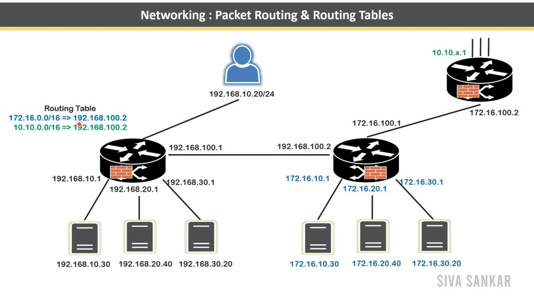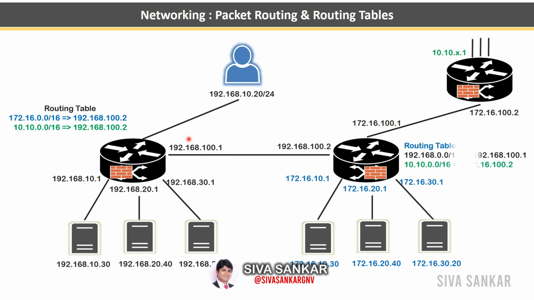For 172.16.0.0, any traffic that comes to this, we need to forward to 100.2, which means this router will forward to this interface. That's what it knows, so it doesn't need to worry about the rest. It just forwards the traffic to this interface, and that will take care of it. The same thing goes for the development network also. Now let's see how the routing table for this router looks. It's the same way, right? So 192.168 means anything here, right?